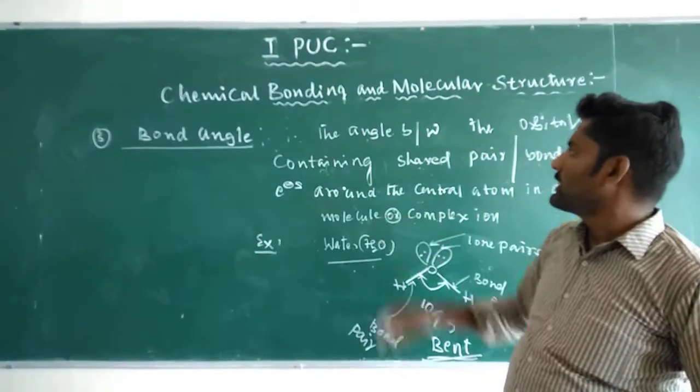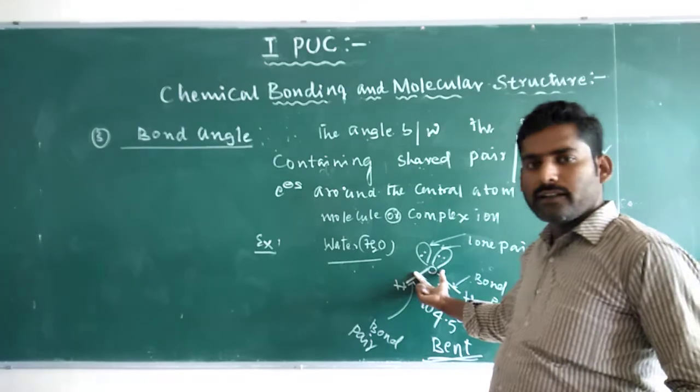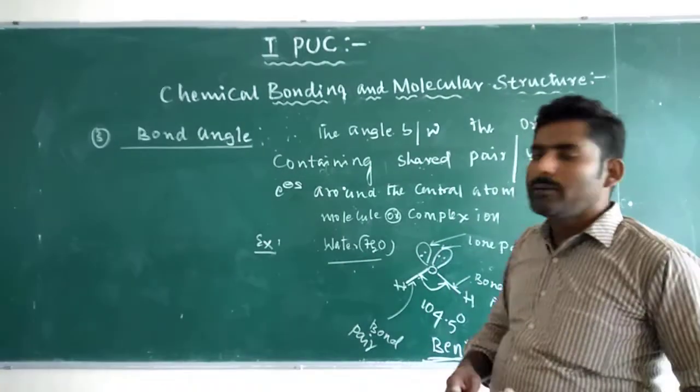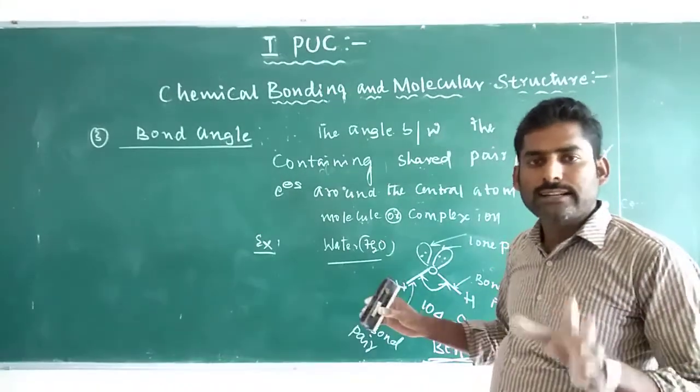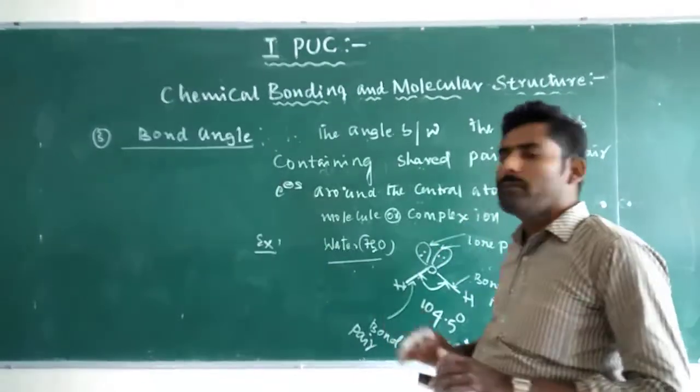So in water, the bond angle is 104.5 degree. So totally, bond angle means the angle between the orbitals containing shared pair or bond pair electrons around the central atom in a complex ion or in a molecule.